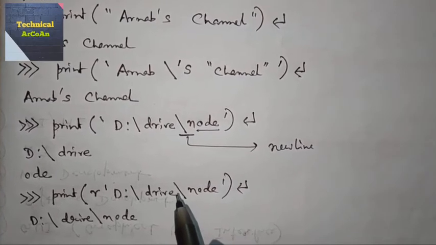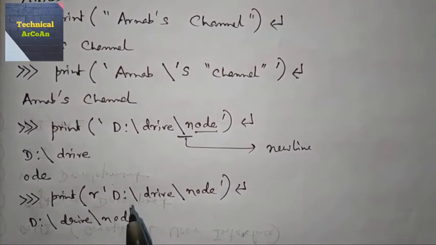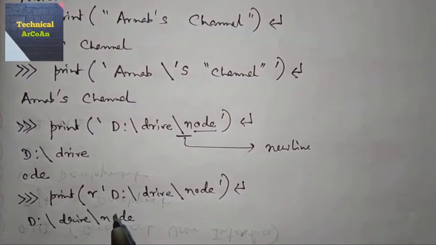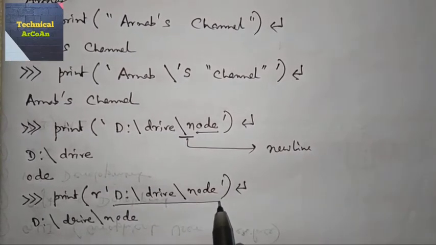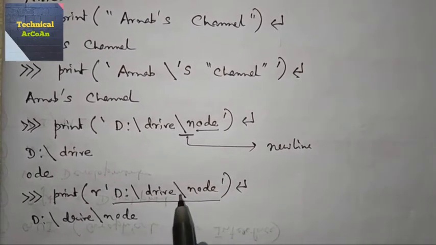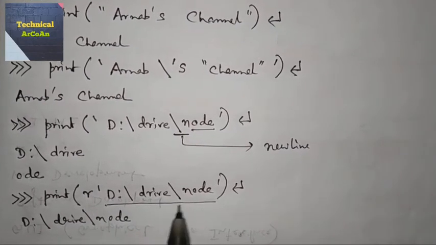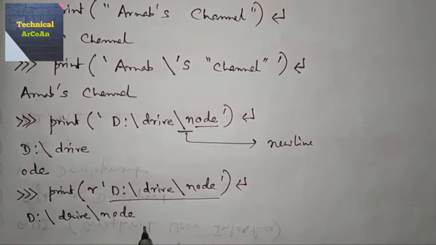That means when the letter smaller or capital R is used as a prefix to a string literal, it becomes a raw string. That means this will be treated as a raw string. Within that, whatever the new line, whatever other character is there, it's treated just as a normal character. That's why it prints everything.